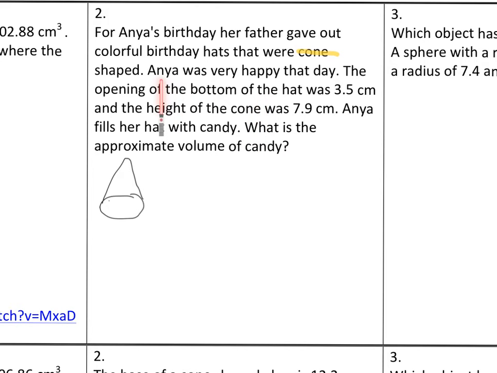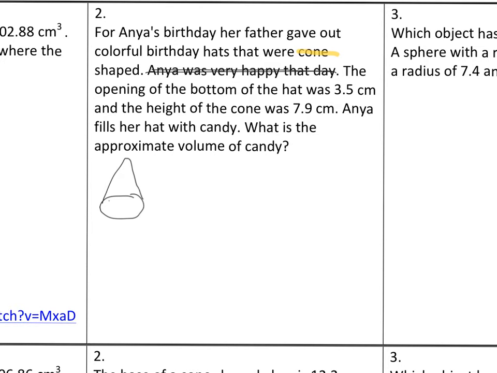Okay, second sentence. Anya was very happy that day. I don't think Anya being very happy is really going to help us with this particular problem. So what I would do is cross that out. I would consider this excess information that is not needed. So again, Anya being happy is not, unfortunately, going to help us solve the problem.